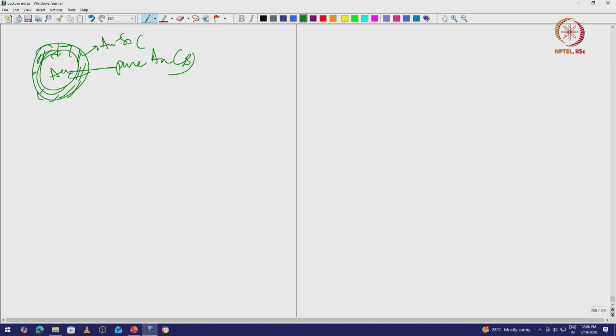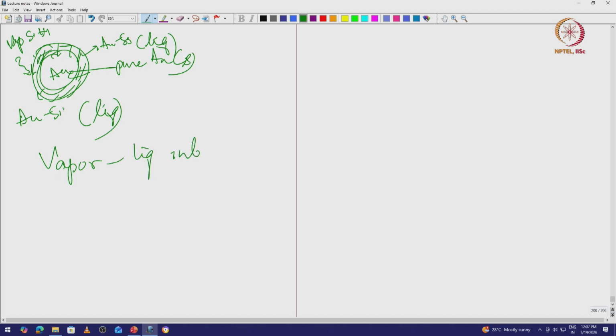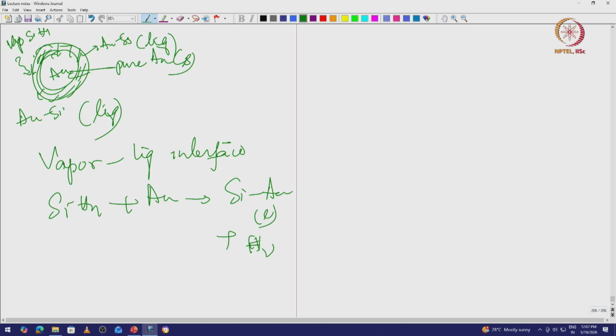I am just guessing that the outer part is liquid. Liquefaction typically starts from the surface, okay. So this is a liquid, right. Alright, so now I have an interface, I have a vapor, which is SiH4, which is reacting with the liquid gold silicide, right. So I have a vapor liquid interface at which silicon hydride is reacting with gold to form silicon gold alloy in the liquid phase, plus probably there is some evolution of hydrogen gas, right. That I am going to take away with my vacuum system, alright. So this is what is going to happen, but this happens at the liquid vapor interface.